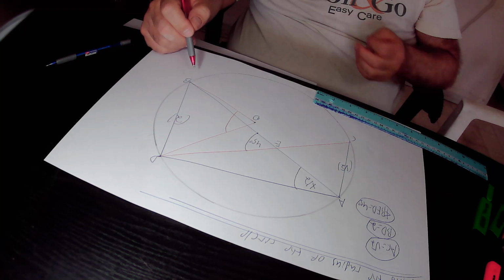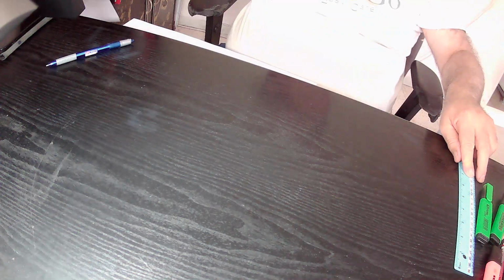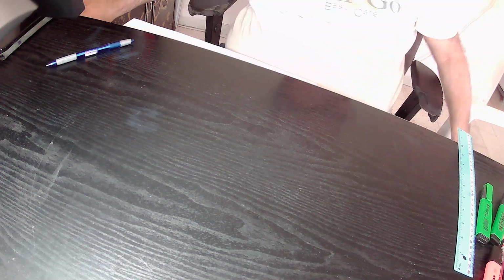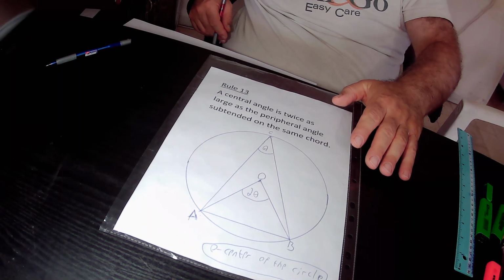So now we can implement here rule 13. I'll repeat quickly rule 13. According to rule 13, the central angle is twice as large as the peripheral angle subtended on the same chord.